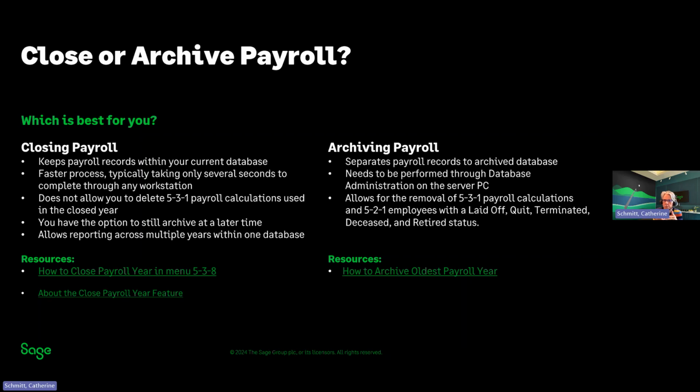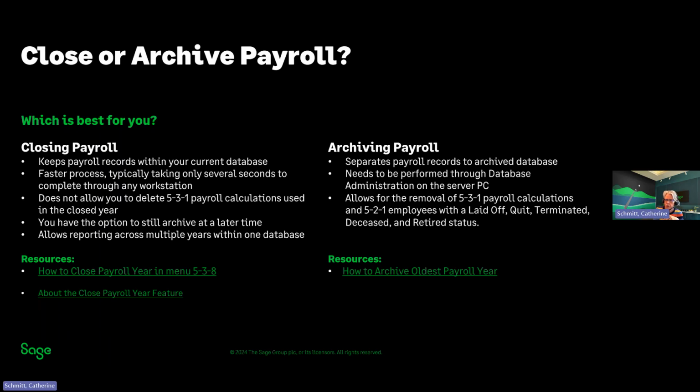The next thing is it is much faster. It literally can only take about 30 seconds when you close it. You cannot delete, this is one of the cons, a calculation that has been used in that closed year. So for instance, if you only close 25 and there's a calculation that you don't use anymore, but you did use it in 25, you cannot remove it as long as that year is still there. You can archive at any time. So if you decide 6 months later that you would like to, that is no problem. It also allows you to report across multiple years, as I mentioned.